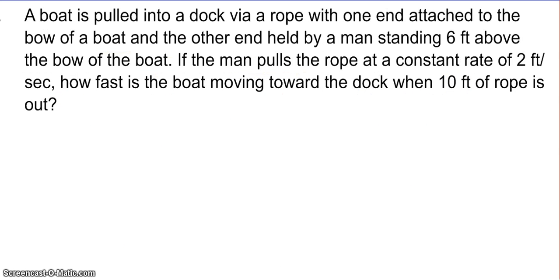A boat is pulled into a dock via a rope with one end attached to the bow of the boat and the other end held by a man standing 6 feet above the bow of the boat. If the man pulls the rope at a constant rate of 2 feet per second, how fast is the boat moving toward the dock when 10 feet of rope is out? I want you to try and do this one yourself. This is going to be a right triangle if you're trying to visualize the picture, so it's going to be very similar to what we did in number 2.